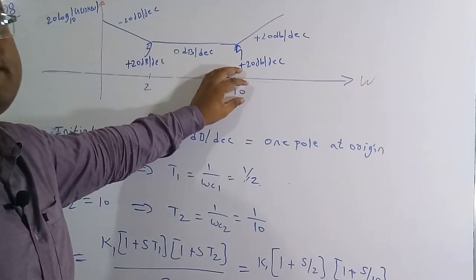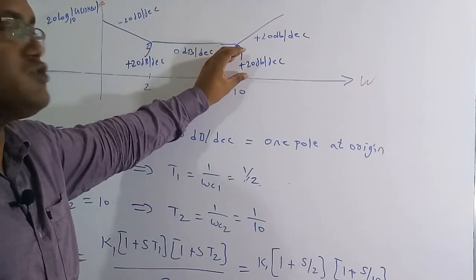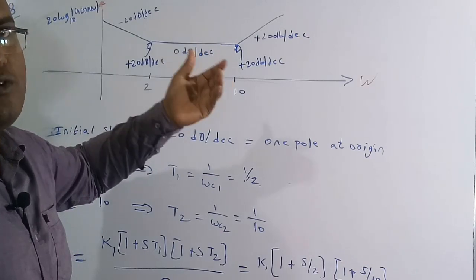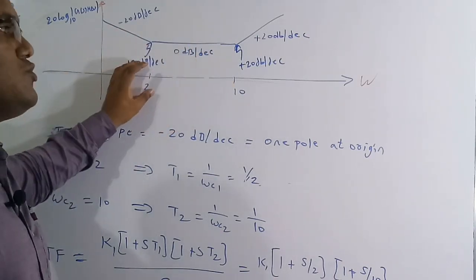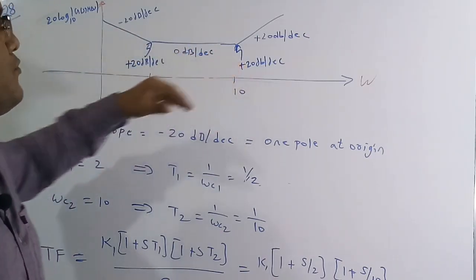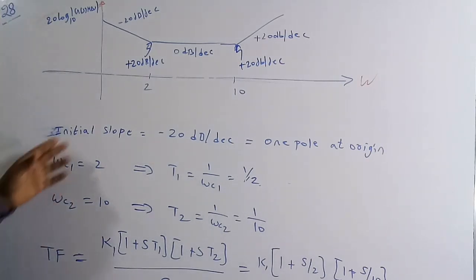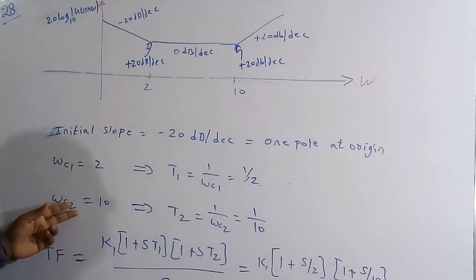At another corner frequency again you are adding one more plus 20 decibels per decade. Plus means 0. So we are going to add one 0 at 2 and another 0 at 10. So therefore one corner frequency is equal to 2 and the other corner frequency is equal to 10.